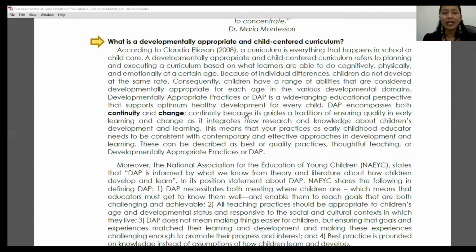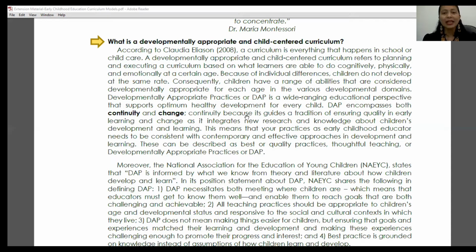And when we say developmentally appropriate and child-centered curriculum, this refers to planning and executing a curriculum based on what learners are able to do cognitively, physically, and emotionally at a specific age. Because there are a lot of individual differences, we know that because Howard Gardner proposed the types of intelligences, we cannot really say that children develop at the same time and at the same pace. It is really an accepted fact that children do not develop at the same rate. They are unique. Each of your learners in the class is unique.